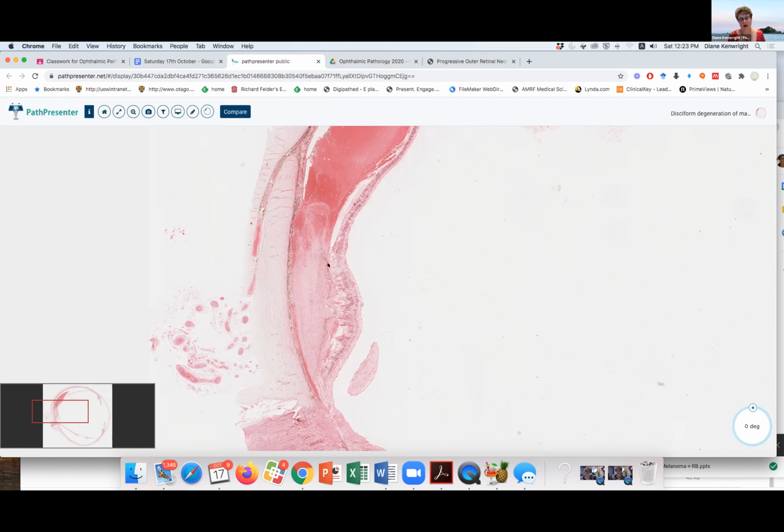retina. Now, I know that the people who are online with us know much more about disciform scars than we do. So do you think one of you would be able to give a 1-minute introduction for us pathologists about disciform scars?